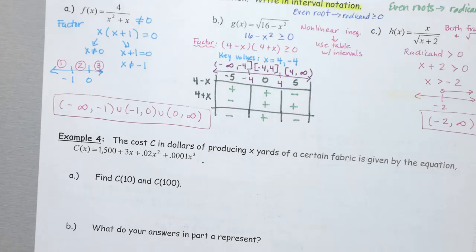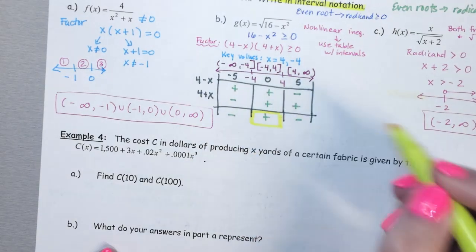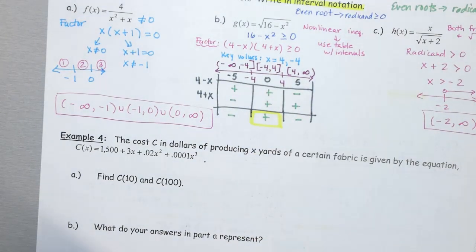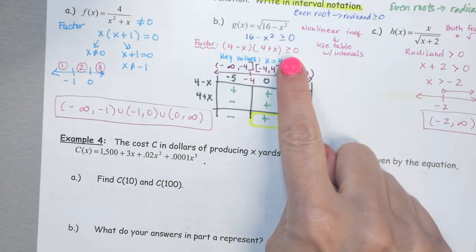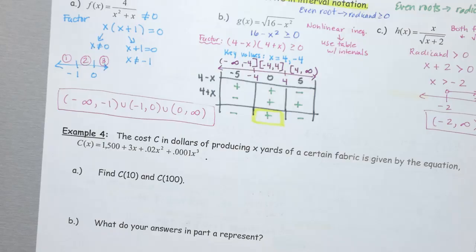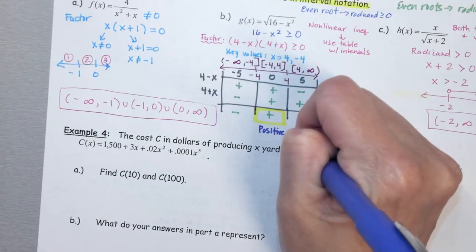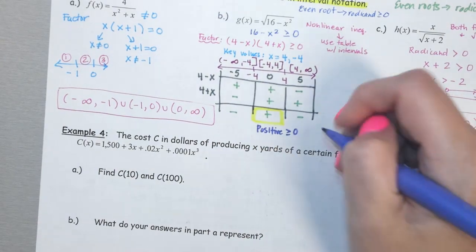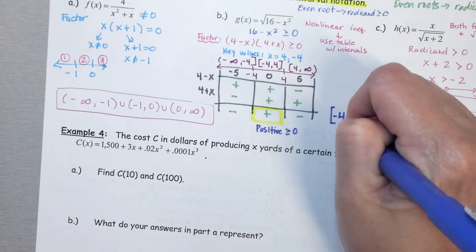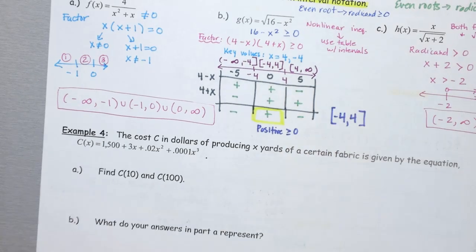Now for this one, do I need the negative solutions or the positive solution? Positive, why? Greater than or equal to 0. Yep, greater than or equal to 0. So really, when you're doing the domain, you're always going to pick the positive because you're always trying to find where it's greater than or equal to 0. Okay, so anytime it's greater than or equal to 0, you're going to pick the positive. And so you're going to have the interval of negative 4 to 4.